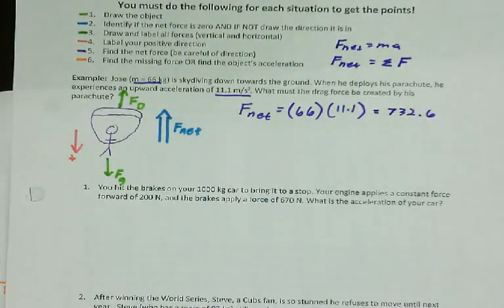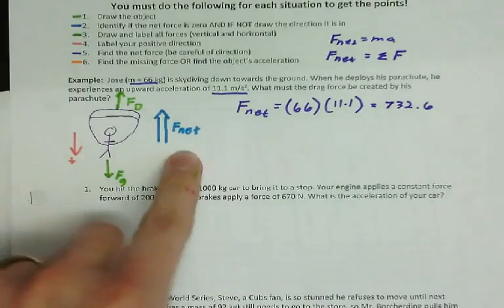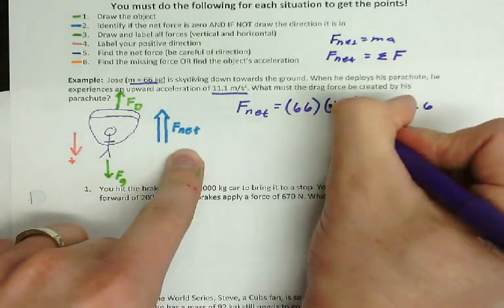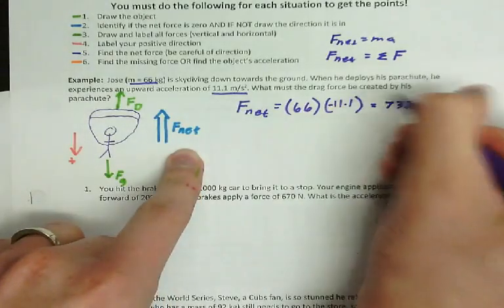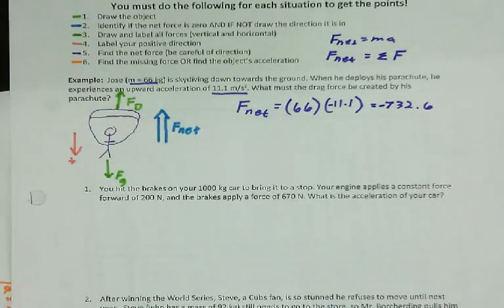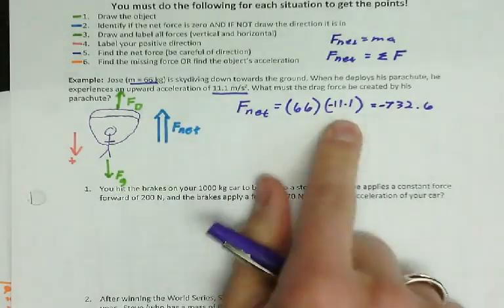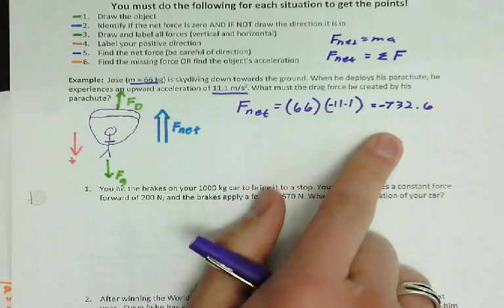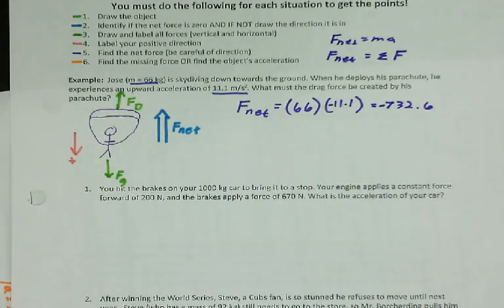And that gives me 732.6. Now, remember I said be careful. I called down positive, but my net force is up. That means I need a negative acceleration, which means I need a negative 732.6. So be really careful about that. If you had called up positive, then you would have a positive, and that's fine. Okay. So now I found that.